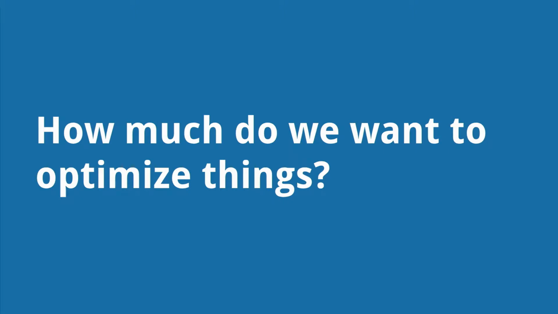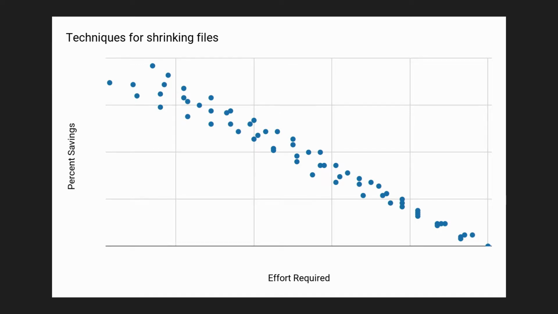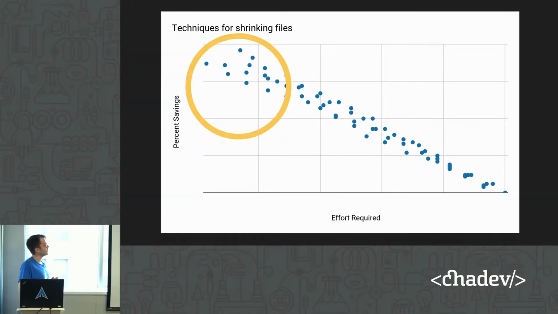So how much do we want to optimize things? We have a bunch of tools and workflows at our disposal, and what we want to aim for is the low effort, high reward type of solutions. Maybe they won't all yield you 80% savings. This graph is made up. But the point is that the stuff you want to use is low effort and provides at least some amount of shrinking.